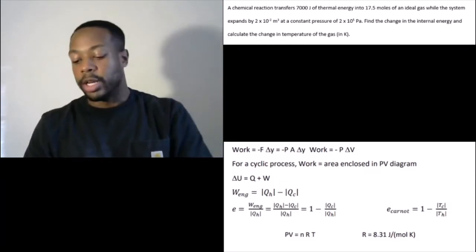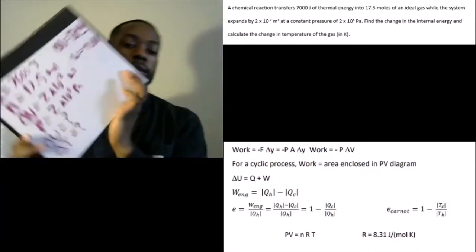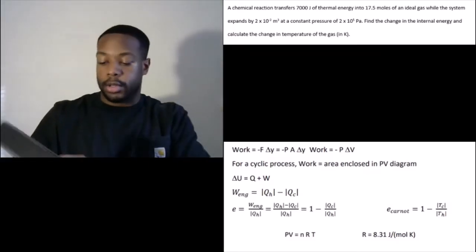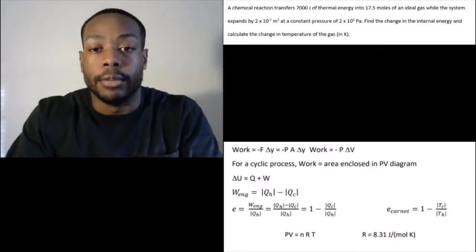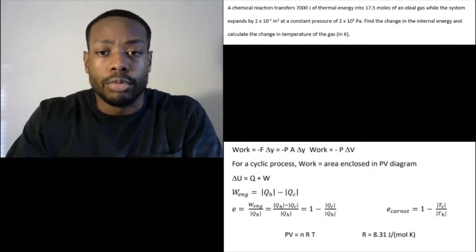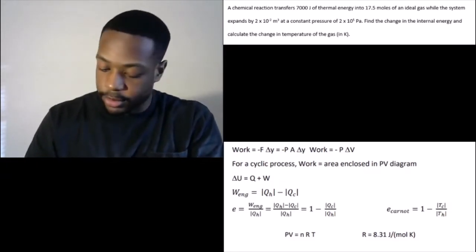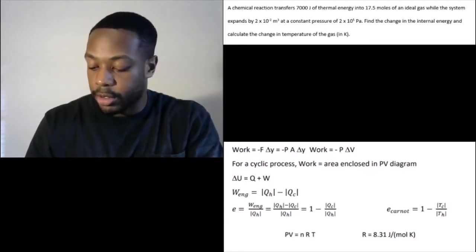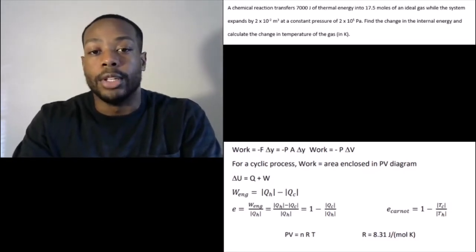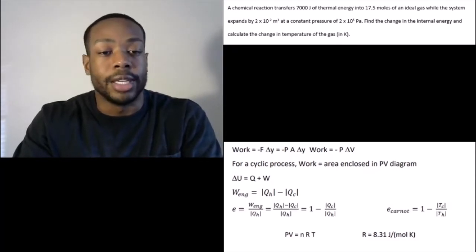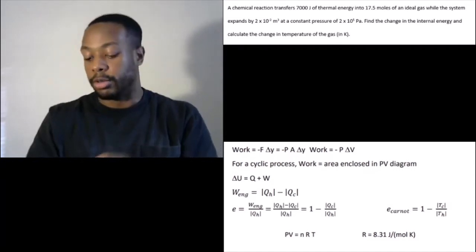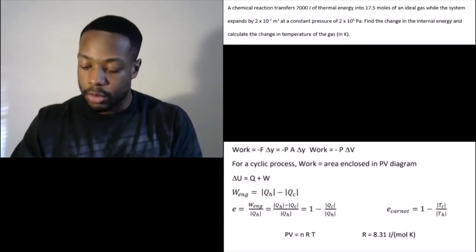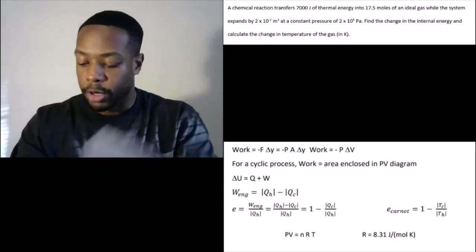And you should have settled on work equals negative P times delta V. The pressure is going to be 2 times 10 to the 5th Pascals. You plug that in. Delta V is going to be 2 times 10 to the negative 2 cubic meters. So we've got 2 times 10 to the 5th times 2 times 10 to the negative 2. That should be 4 times 10 to the 3rd.